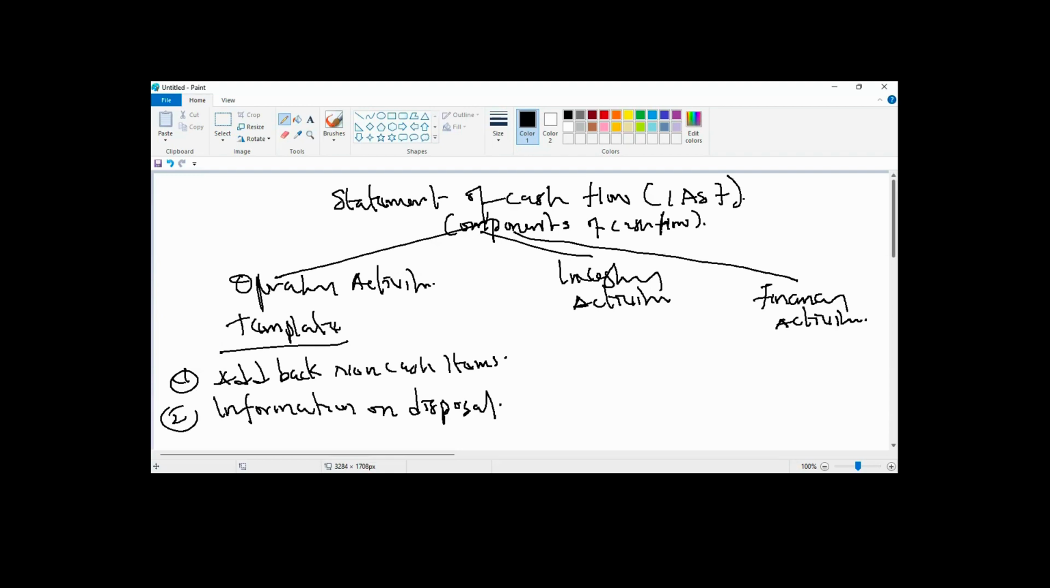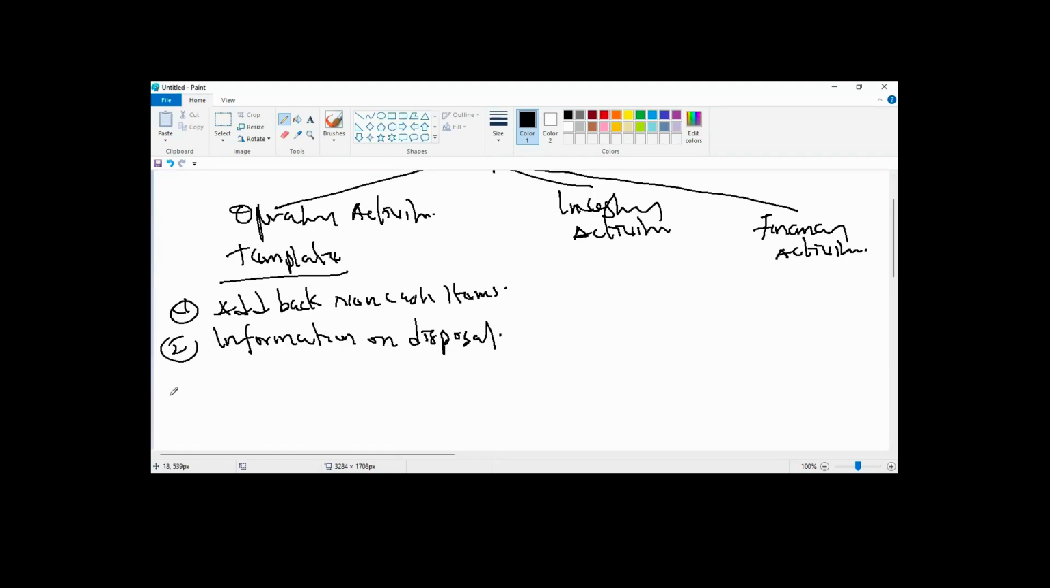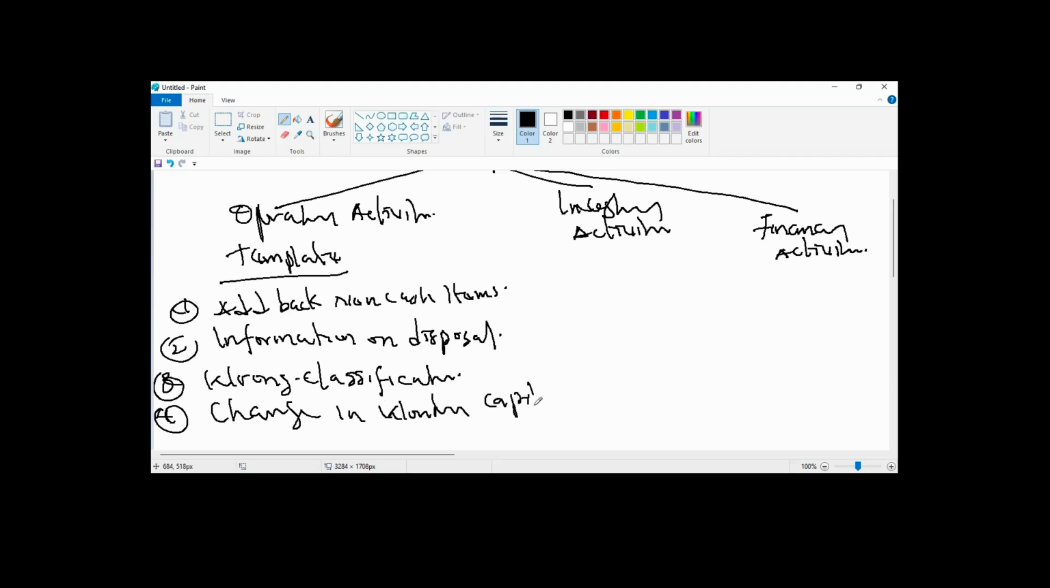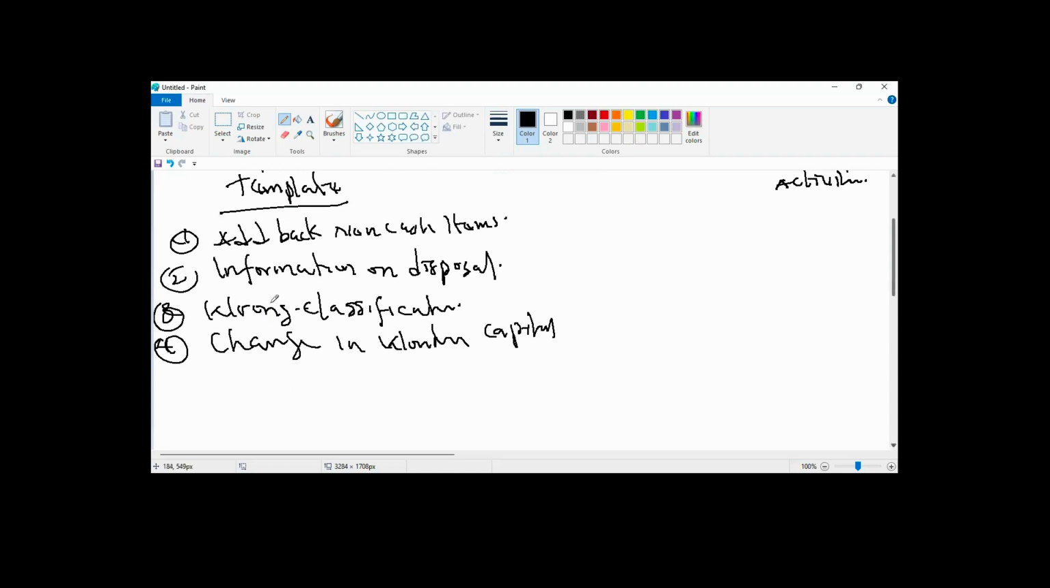Three, we also talk about wrong classification, where we do the opposite of the question. Then four, we talk about change in working capital. And the last thing is, how do we calculate tax? Tax calculation. These are things to know for operating.